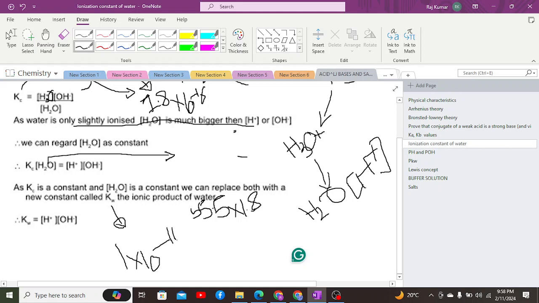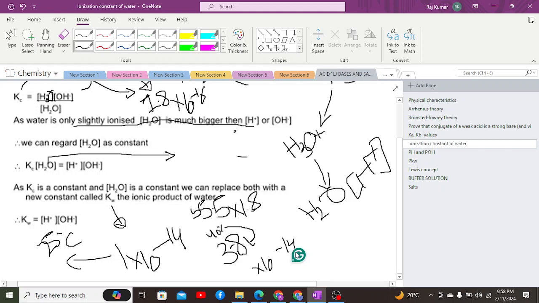Now you might be wondering, as it is a Kw value, it must be impacted by temperature, because Kw is derived from the equilibrium constant, being the product of Kc and the concentration of H2O. In that case, if the temperature is increased, the value of Kw also increases. The value 1 into 10 to the power minus 14 is at 25 centigrade, or room temperature. But at 40 centigrade, it is 3.8 into 10 to the power minus 14.